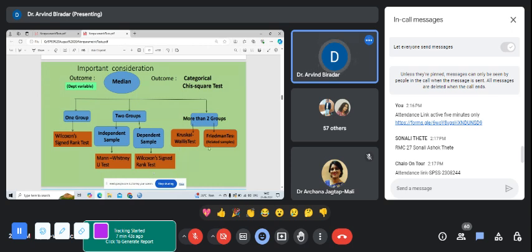For more than two groups, the Kruskal-Wallis test, and the Friedman test for related samples. So the most important are the Wilcoxon signed rank test and the Mann-Whitney test. This is also important depending on the data. If you remember this chart, it is very easy to understand non-parametric tests.